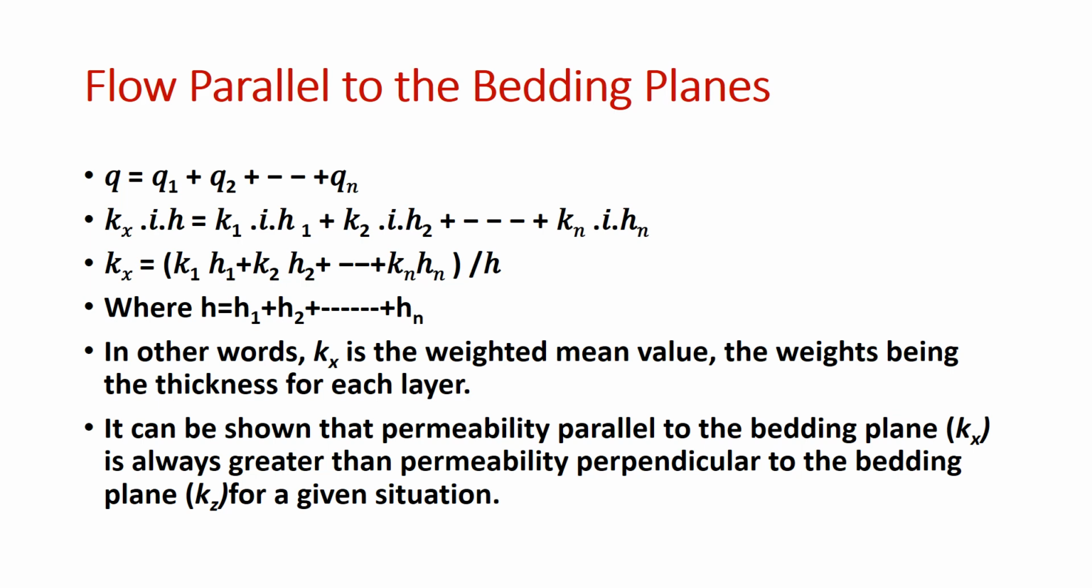In other words, we can find out kx, the permeability in case of flow parallel to the bedding plane, and you can see it is k1 h1 plus k2 h2 plus kn hn upon H. This is a weighted mean value, with the layer thicknesses as weights. And we see that the permeability parallel to the bedding plane, kx, is always greater than the permeability perpendicular to the bedding plane, kz, which was discussed earlier.